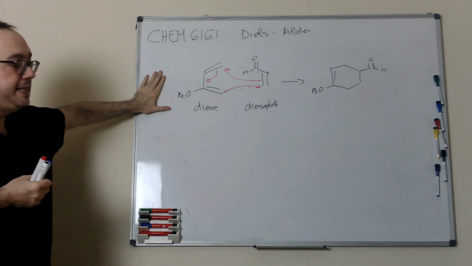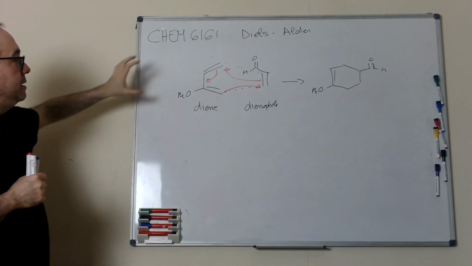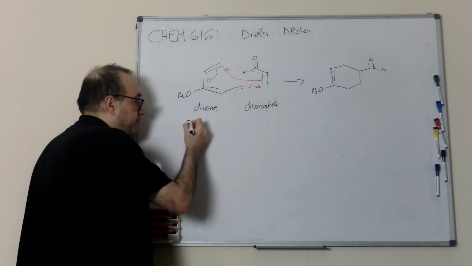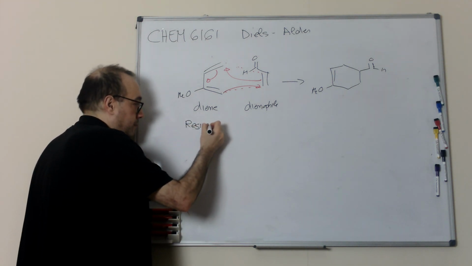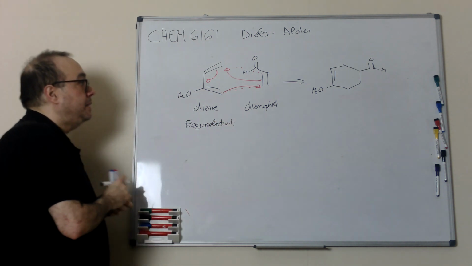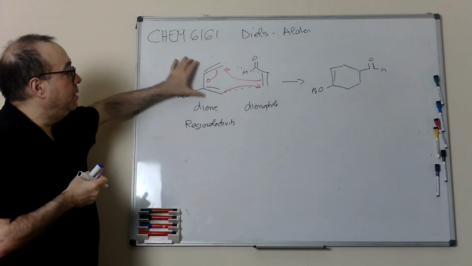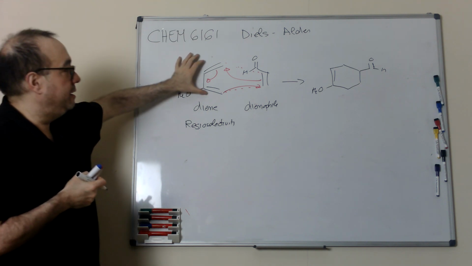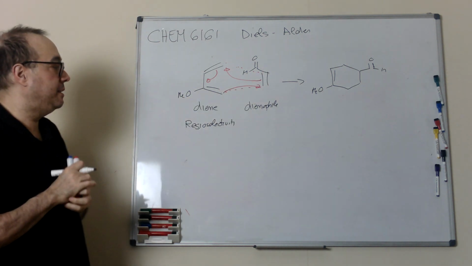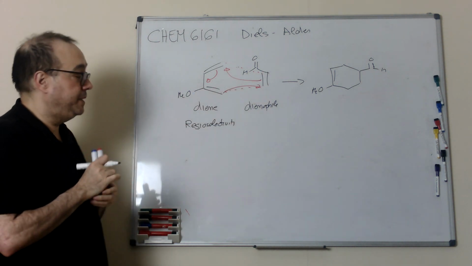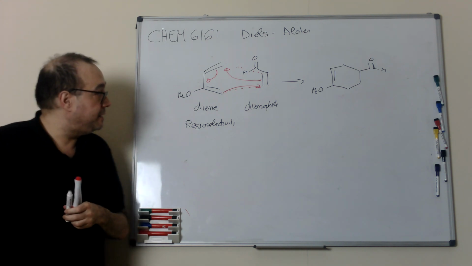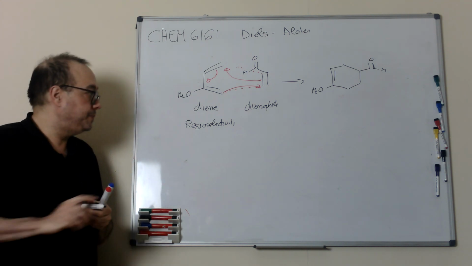When we are talking about Diels-Alder, basically we are talking about regioselectivity. That means why I choose this regioselectivity. Why I choose that the methoxide is down and the aldehyde is up, sorry, it's on the top. Well, this is based on the ortho-para rule.